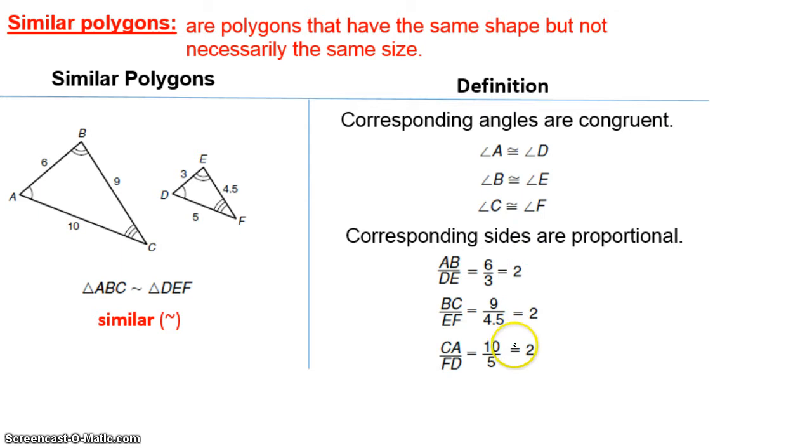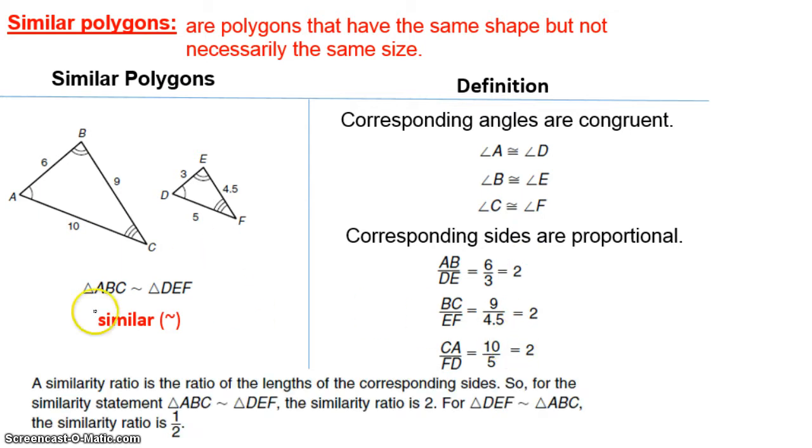We call this value our similarity ratio. Okay? That is the ratio of the lengths of the corresponding sides. In this case, that was all 2. So our similarity statement of triangle ABC similar to triangle DEF, we would say that the similarity ratio is 2.